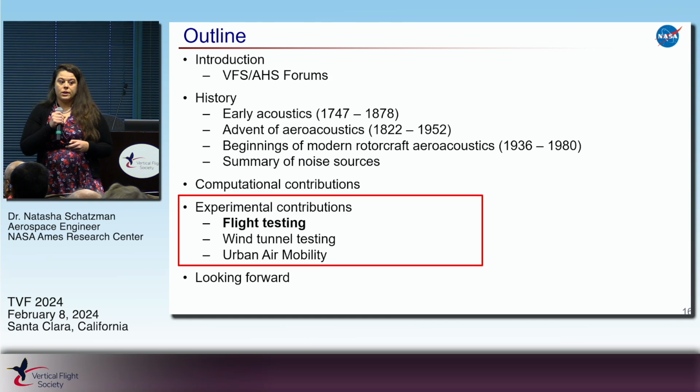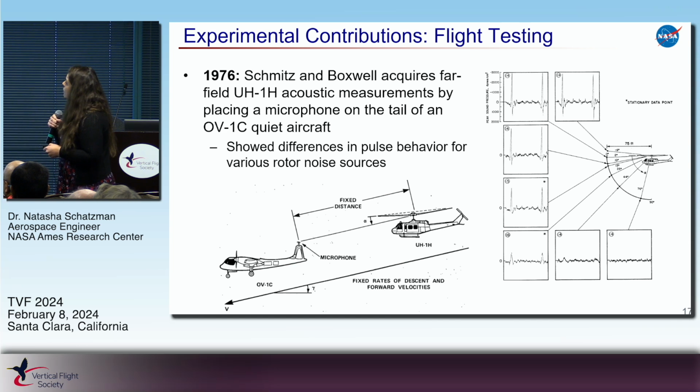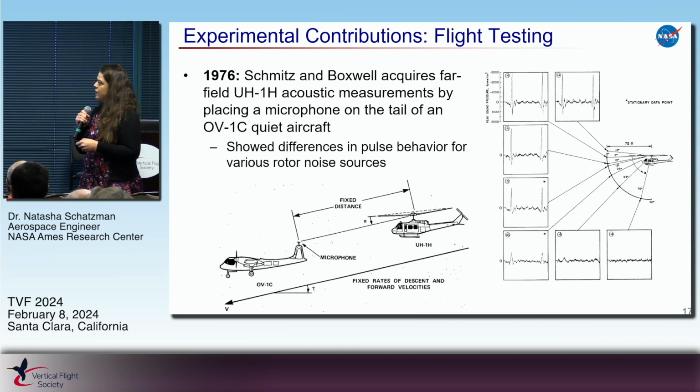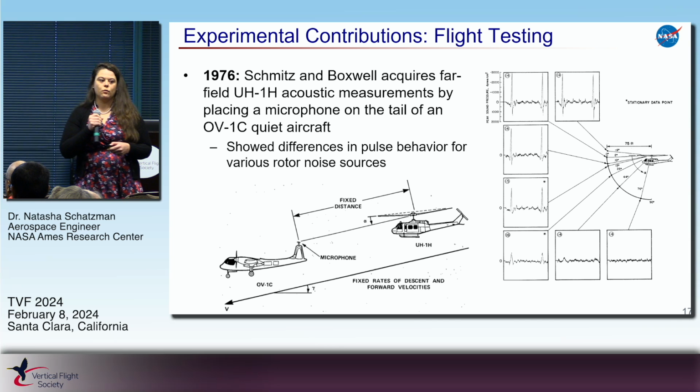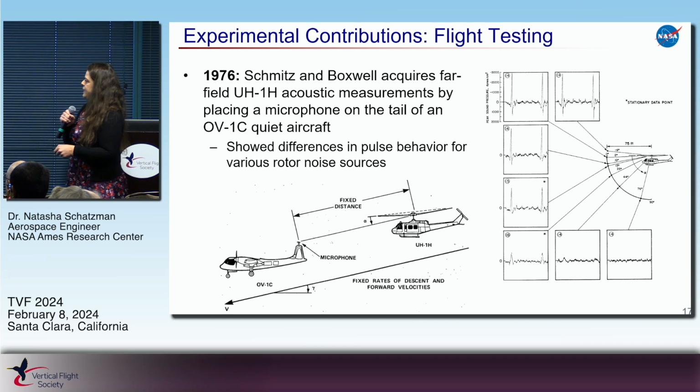Okay, so now we're going to go to experimental contributions. All right, we're going to start in 1976. Schmitz and Boxwell acquired far-field acoustic measurements from a UH-1H rotor by placing a microphone on the tail of a very quiet aircraft, an OV-1C. What they were able to find was a difference in pulse behavior for various types of rotor noise sources. I'm sure you've seen this a lot, and it's not going to go away with how they're measuring the acoustics. So let me show you what's next.